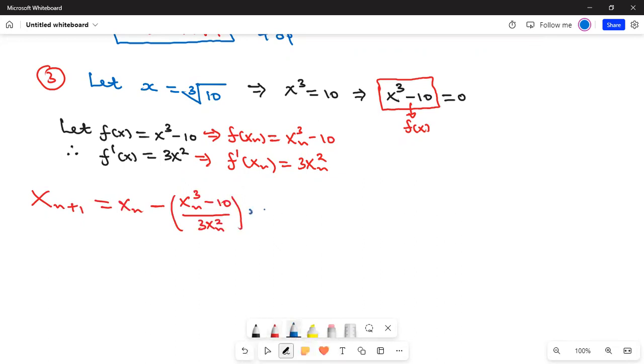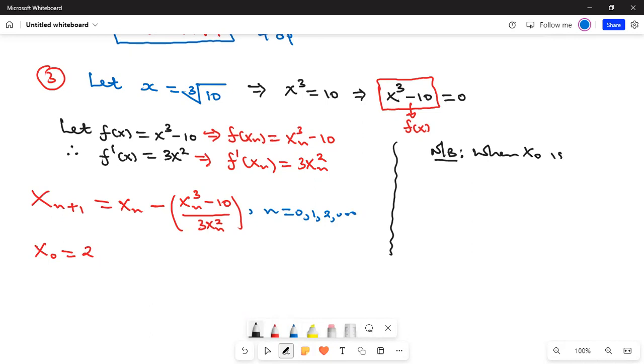For this case, our n is equal to 0, 1, 2, etc. But the question is, what is x naught? The starting point. We are told to start with 2. But even if you're not given x naught equals 2, you could also find it this way. When x naught is not given, we need to investigate the sign of f of x.